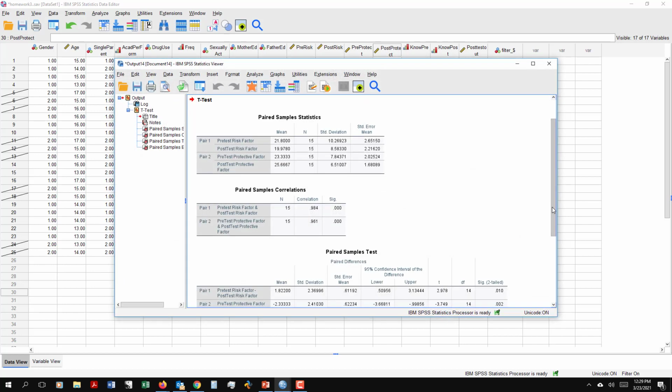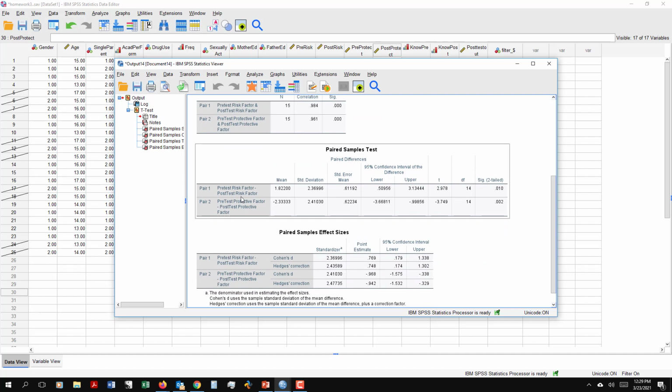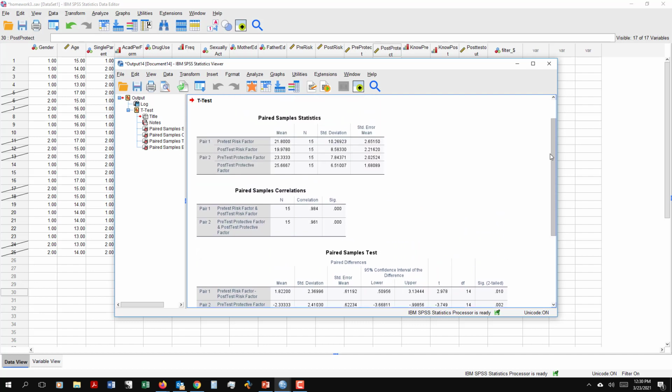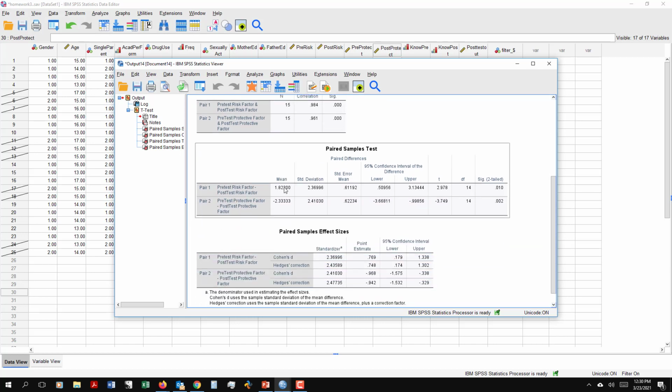So when I look at the girls, and I come down here, and I look at their pre-test, post-test risk factor, I have significance. When I look at their pre-test, post-test protective factor, I have significance. So there's a significant difference for them in terms of their pre-test, post-test factor. When we look at the mean, their risk factor went from 21.8 to 19.9, and their protective factor went from 23.3 to 25.6. So it's a small change, but it is significant.